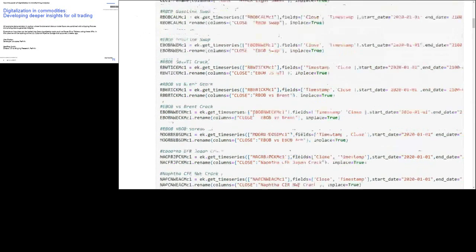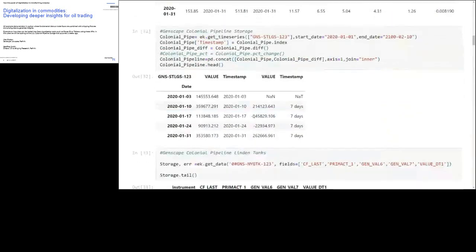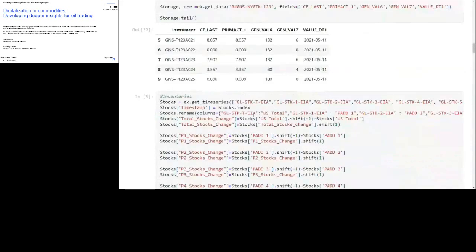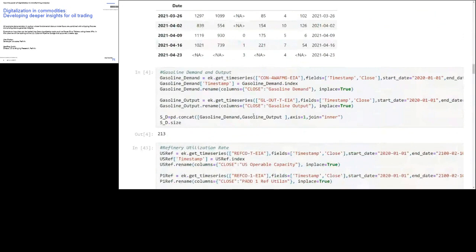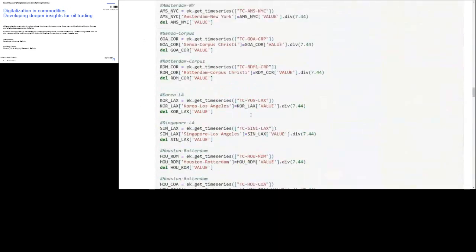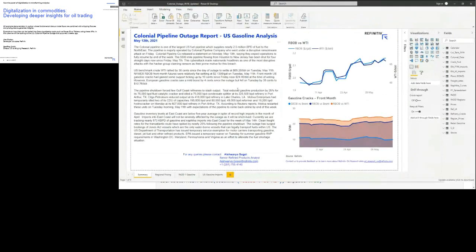It's a lot of data requests. We've got the main futures, the main prices, the storage information, pipeline storage information, stocks, gasoline demand figures, freight rates, a lot of different sources. We can then pull that into a Power BI file.